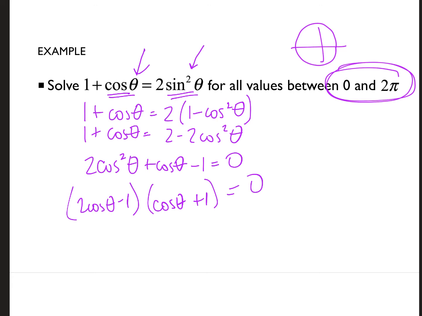And if I set each of those equal to 0, the first parentheses will give me cosine of theta equals 1/2, and the second one will give me cosine theta equals -1. Now again, I'm hoping you have your unit circle somewhere near you. Feel free to use it, because the cosine equals 1/2 in two different places. It happens in the first quadrant at pi over 3, and it happens in the fourth quadrant at 5 pi over 3. And the cosine of an angle that equals -1 happens one place on the circle at pi. So this particular problem has 3 different answers.